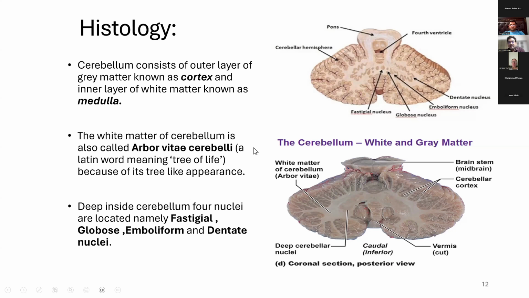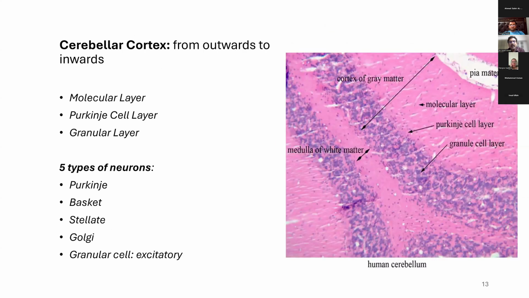Now, deep inside the cerebellum, we have four nuclei, namely the fastigial nuclei, the globose nuclei, the emboliform, and the dentate nuclei. So the cerebellar cortex, the outer layer of the cerebellum, we will divide again into three layers: the molecular, Purkinje, and the granular layer. So this is the MPG: molecular layer, Purkinje cell layer, and the granular layer.